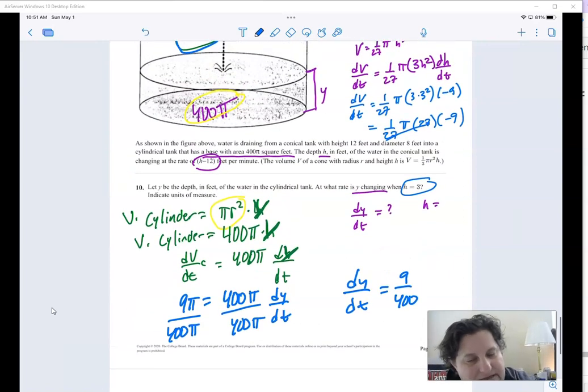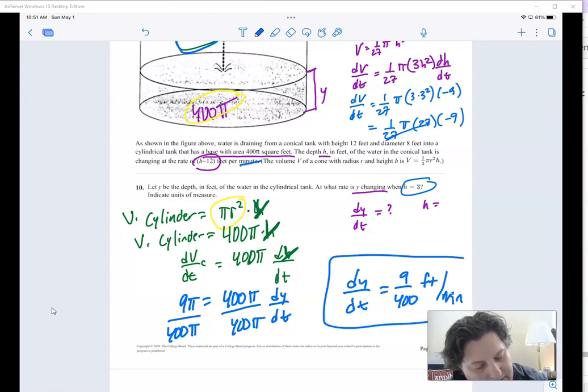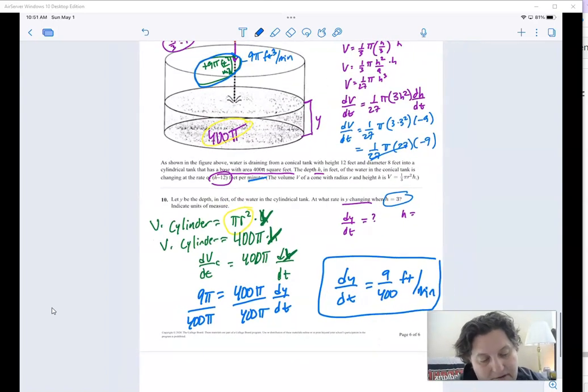Now, this is just a single measurement. It's not volume, so it's not cubed, and it's not area, so it's not squared. So it's a single measurement, so it's feet. And since it's a rate, it's per minute. Feet per minute. So it's increasing at a rate of 9 over 400 feet per minute.